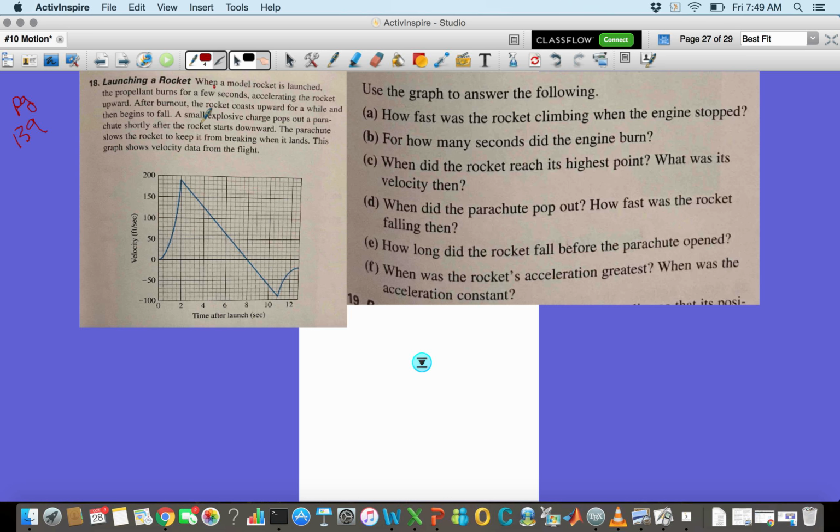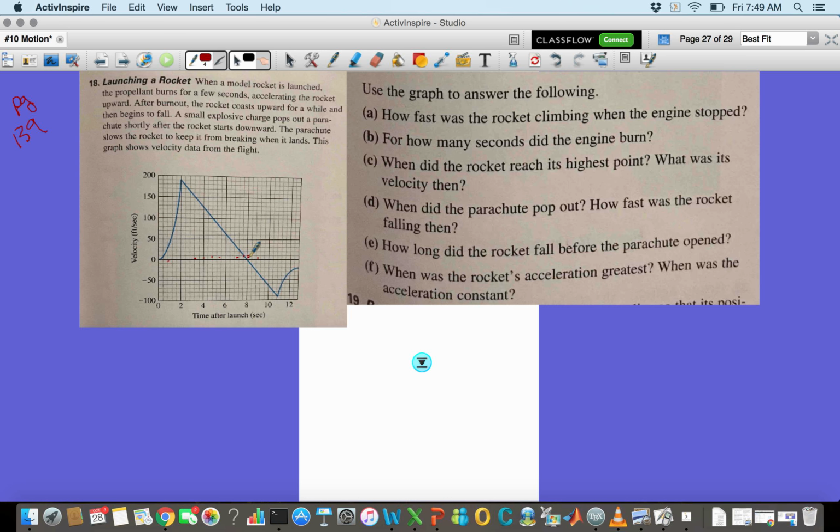So we have a rocket that's being launched. At t equals 0, the rocket gets launched, and until fuel runs out, our velocity is still positive. Remember, anything above the axis indicates that velocity is either moving up or to the right. So we're still moving up, but moving up more slowly.